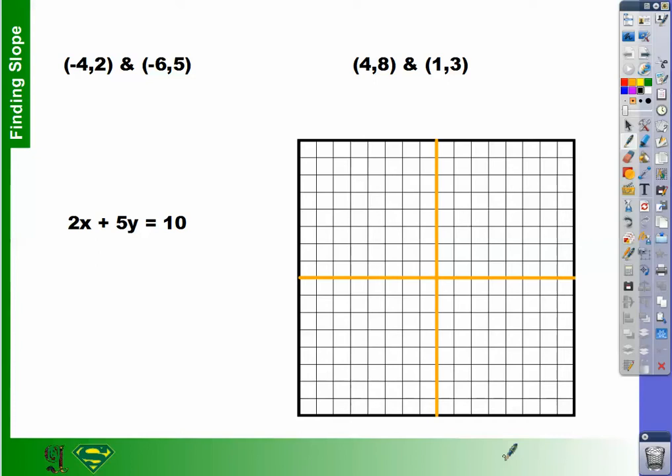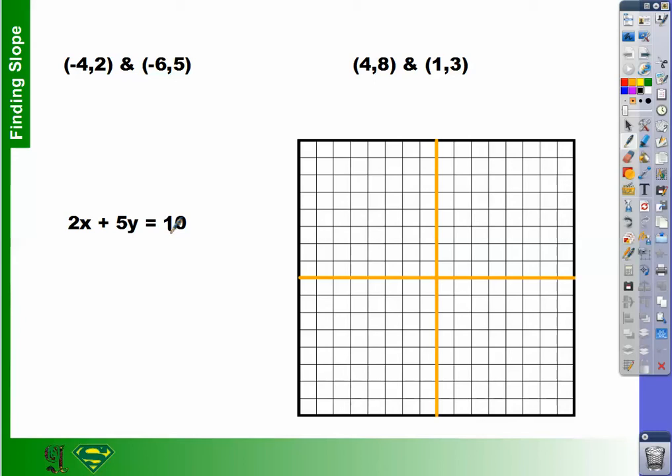So we are finding slope. And we're going to talk about finding slope for two different situations. The first one is we have 2 points on a line, and we are being asked to find the slope. The second situation is we have a standard form equation that you are going to find the slope of. So let's get started.